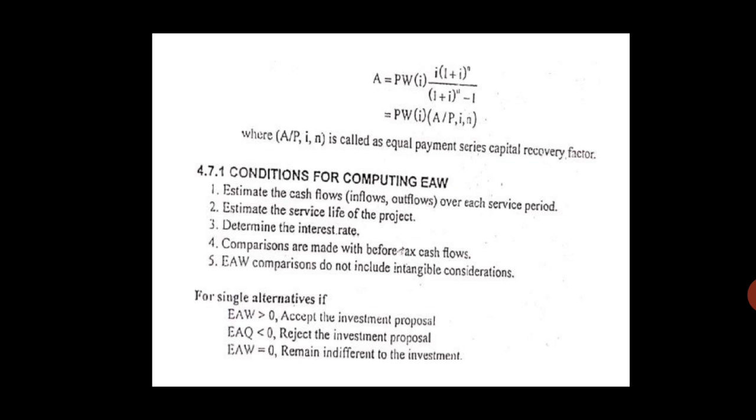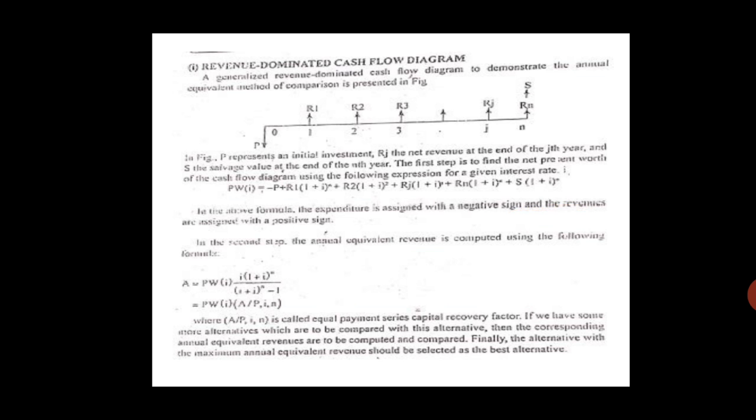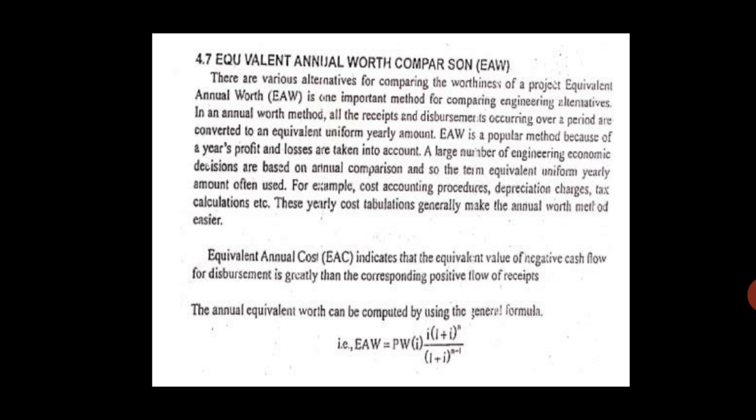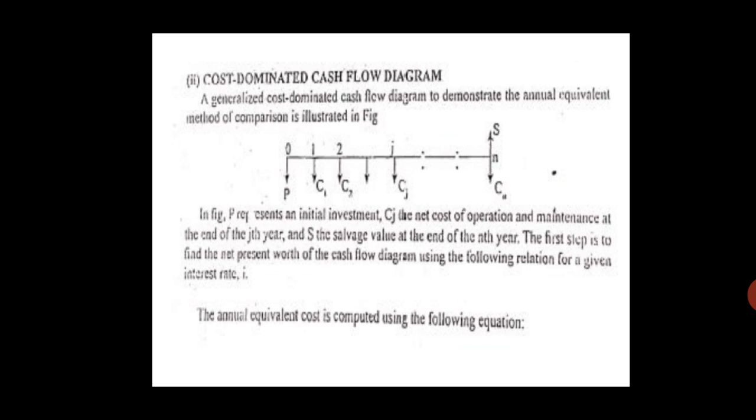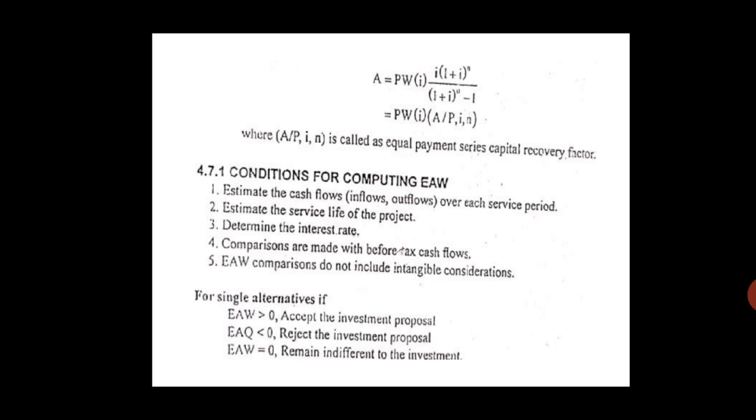So these are the two methods, cost dominated and revenue dominated, for finding equivalent annual worth for comparison. So you will come to know the worth of the project annually for its life, say 10 years or 20 years, whatever life is there. Whatever worth is there, that should be positive and high.